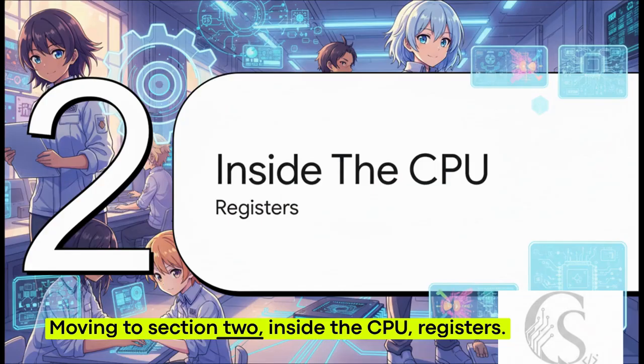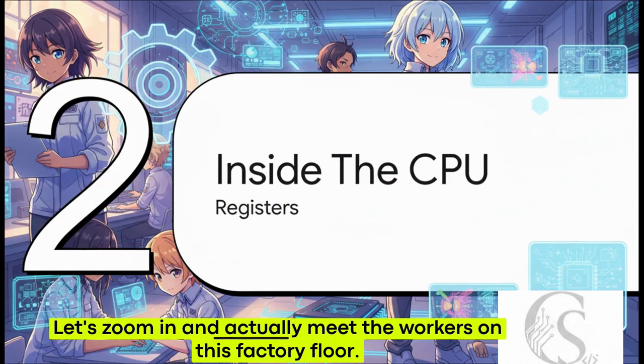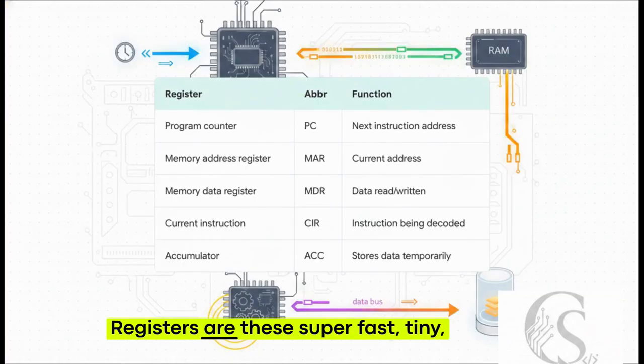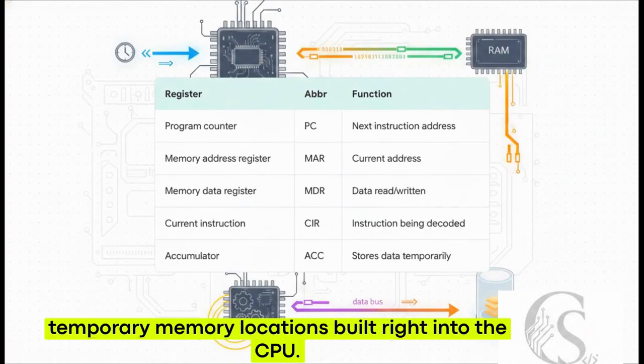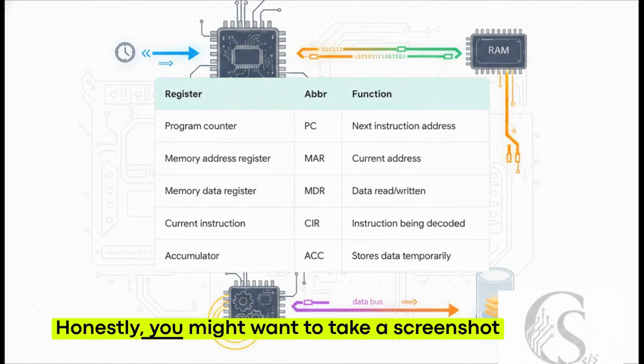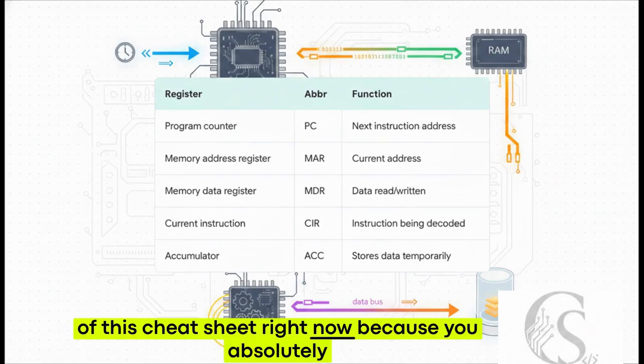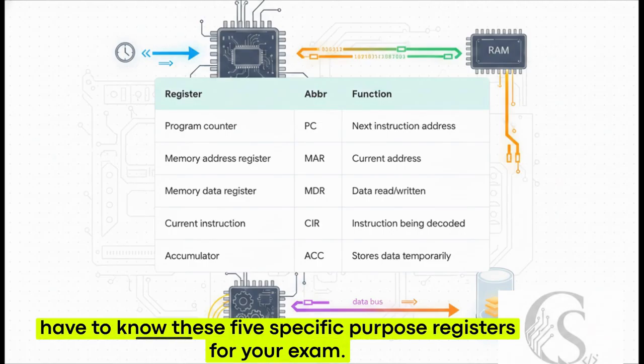Moving on to Section 2, inside the CPU, registers. Let's zoom in and actually meet the workers on this factory floor. Registers are super fast, tiny, temporary memory locations built right into the CPU. You might want to take a screenshot of this cheat sheet right now, because you absolutely have to know these 5 specific purpose registers for your exam.